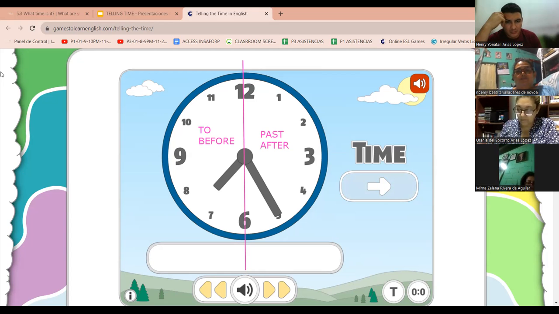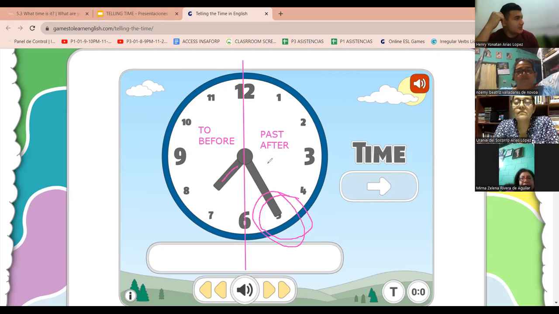25 to 5. Ese to o ese past va a depender de lo que yo tenga en los minutos, de dónde está ubicado el minuto. Entonces, si los minutos los tengo aquí, porque estas son las horas, right? Entonces, si aquí tengo los minutos, voy a utilizar el after o el past o el to o el before.